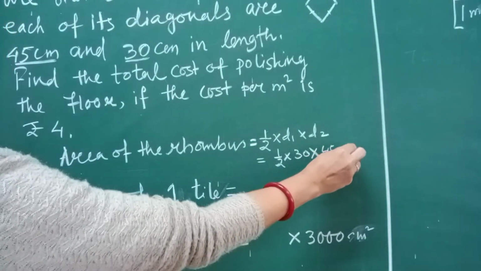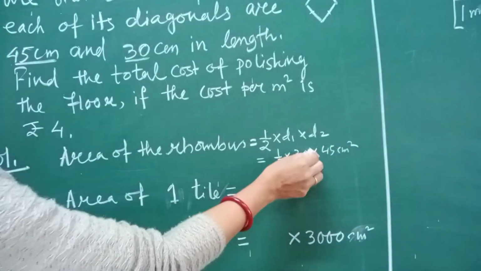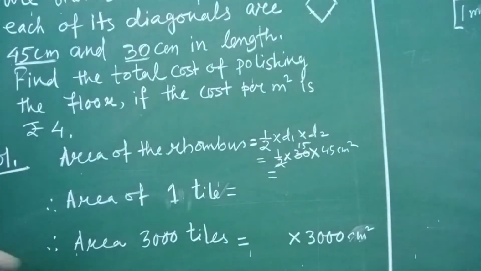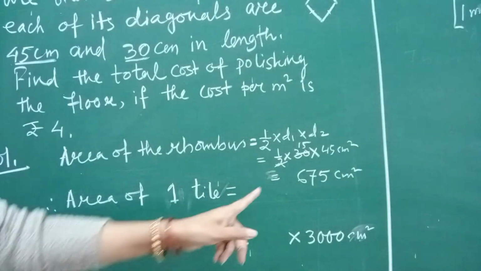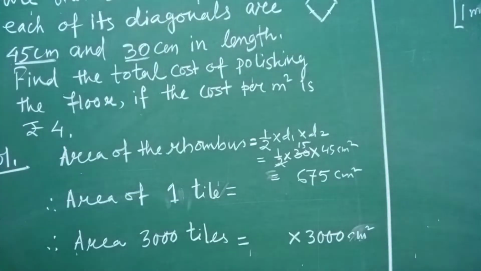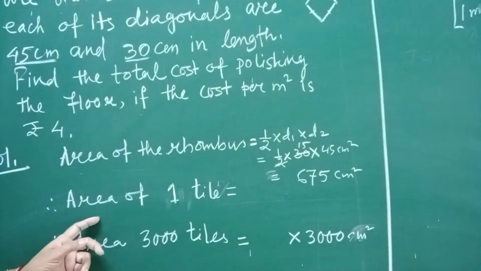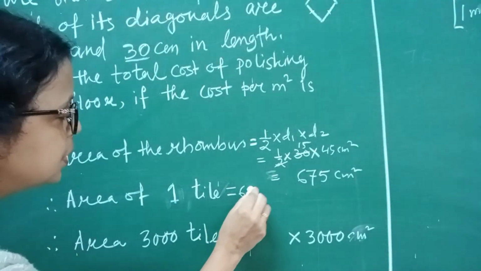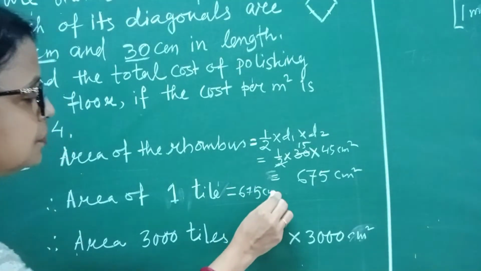centimeter square. Cancel it. 15 into 45 centimeter square. So area of one tile is equal to 675 centimeter square. So you will find the area of one tile is equal to 675 centimeter square.